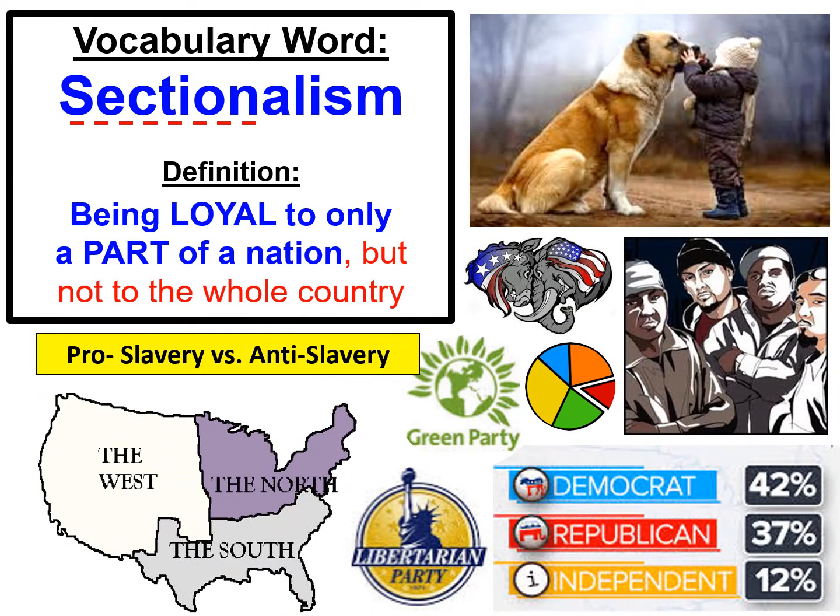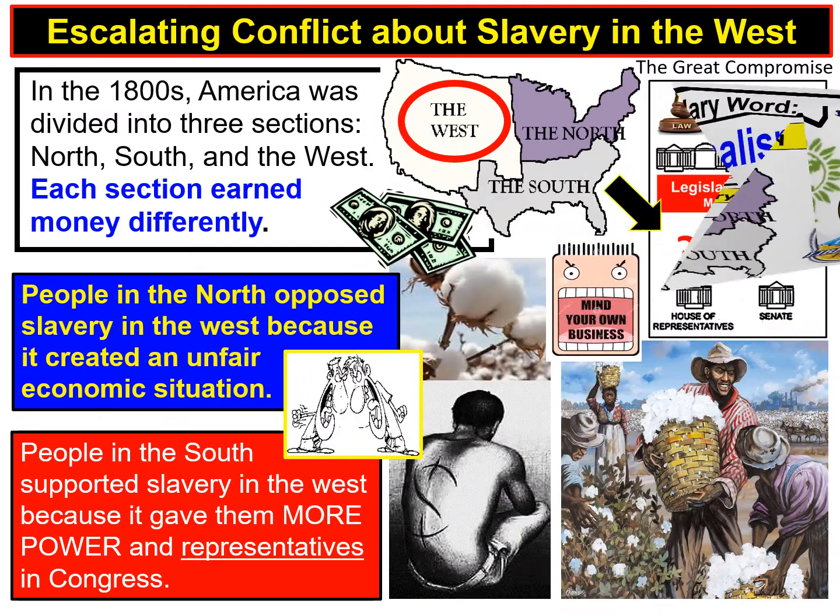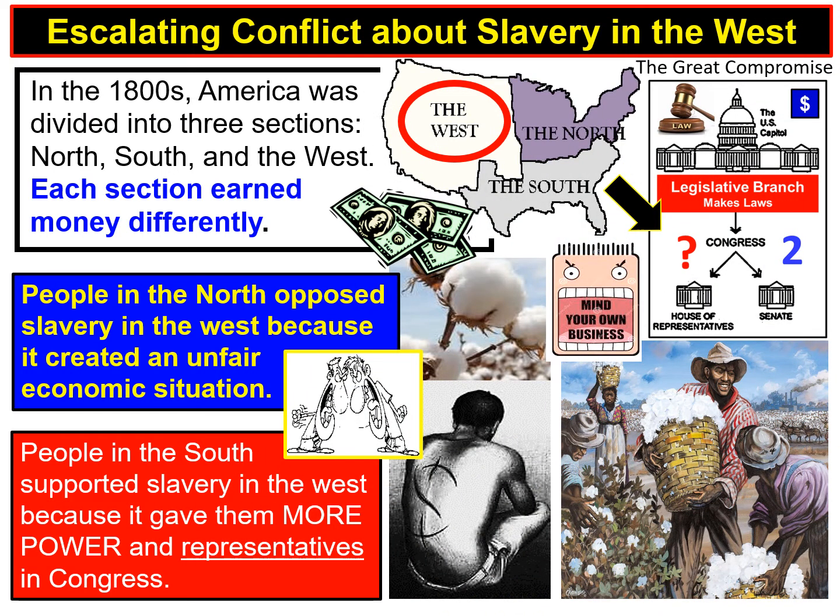To continue, I need to tell you about this word sectionalism. Sectionalism means to be loyal to only part of the nation, but not to the whole country. If you look at the word sectionalism, you'll see the first part is section. So think of the United States being divided into three sections. You have the North, the South, and the West. So sectionalism is about being loyal, but only to your group. There's going to be some conflict in the West, and the issue is about slavery.